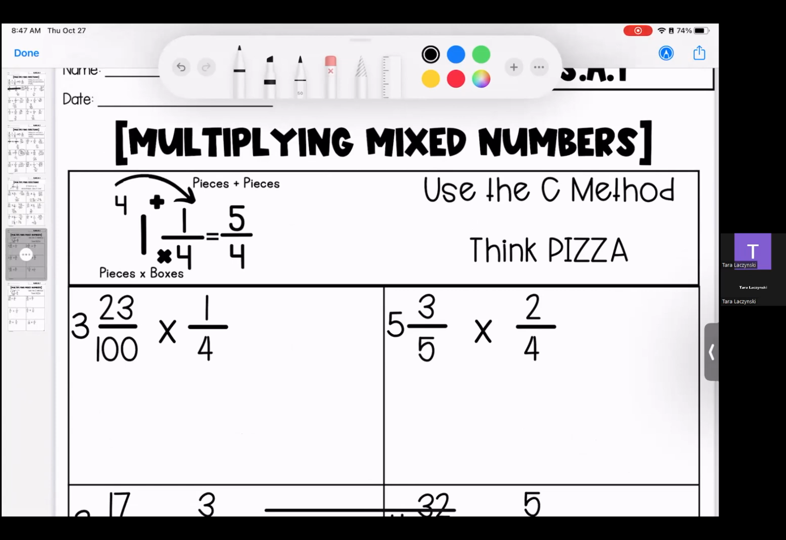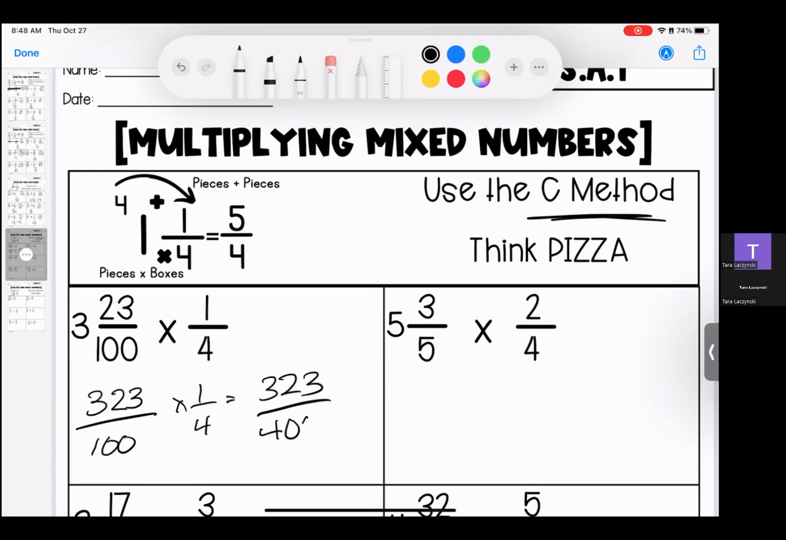Things are about to get a little bit crazy here, love bugs, because now we're using the C method to get our mixed fraction into an improper fraction to multiply and then simplify on the other side. So 100 times 3 is 300 plus 23 is 323. Denominator stays the same, multiplied by 1/4. Our numerator doesn't change. We have a denominator of 400. Believe it or not, this is simplified.